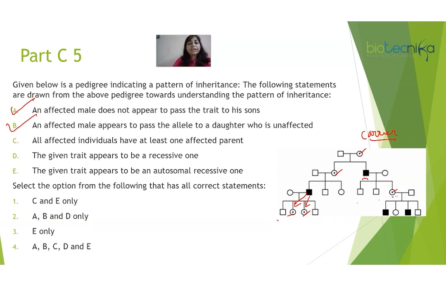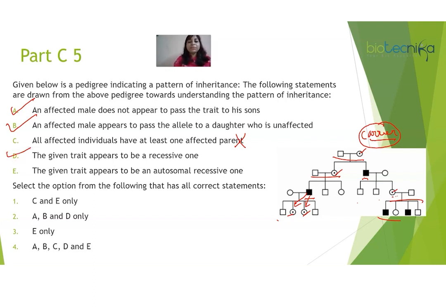Now D, all affected individuals have at least one affected parent. Now that is not true. This individual is affected, none of the parents affected. Nowhere it is happening. So this statement is wrong. D, the given trait appears to be a recessive one. Now that is going to be true. Why? Very simple, because carrier is only possible for a recessive trait. A carrier is somebody who has the mutant allele but still is not showing the phenotype, and that is only possible in case of recessive alleles, which can stay in hidden form in the heterozygote. So yes, the trait is a recessive one.